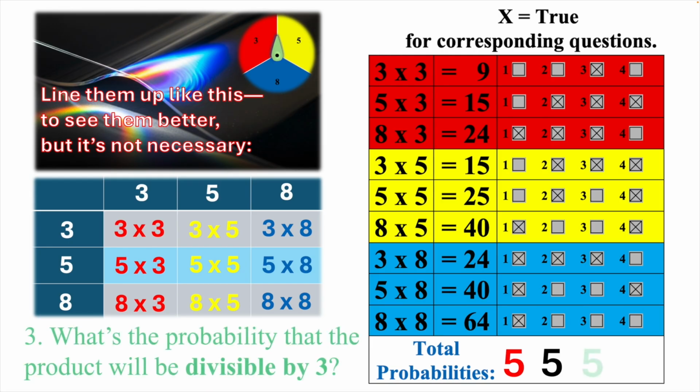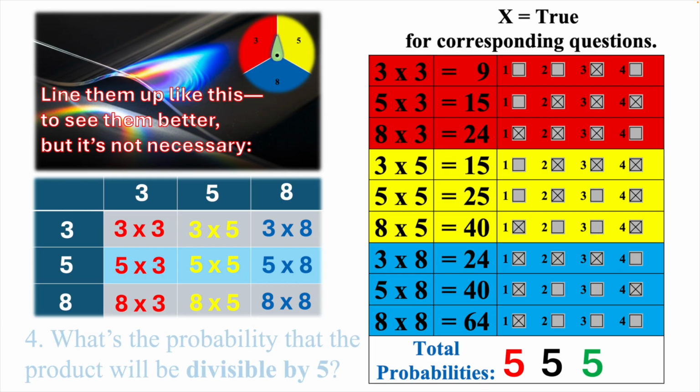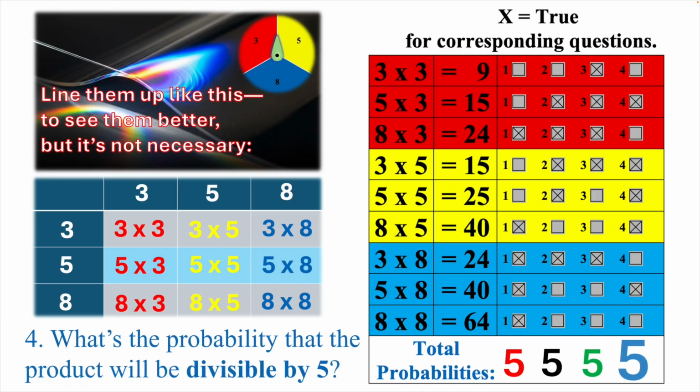which are all greater than 10 and less than 32. As for questions 3 and 4, which ask for products that are divisible by 3 and 5, respectively, we can see that we also have 5 products that are true for these as well. So the answer to all 4 questions is the same. 5, what are the chances?